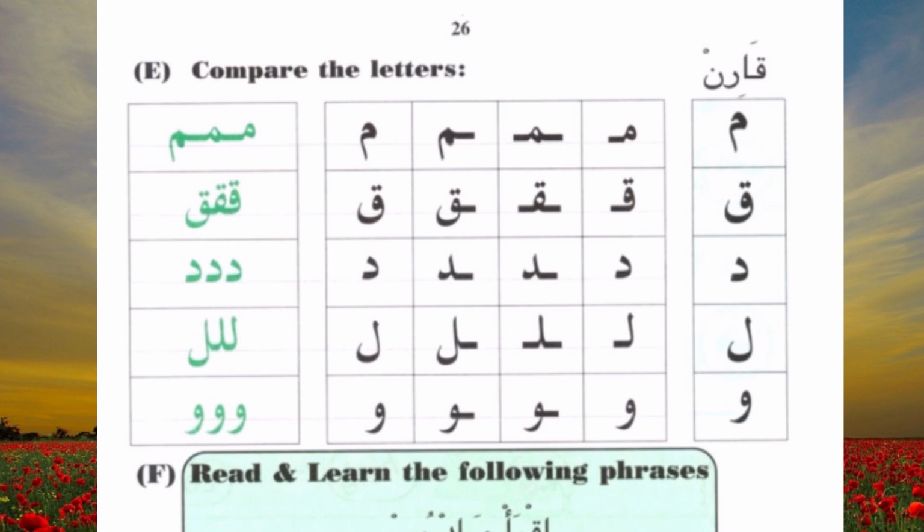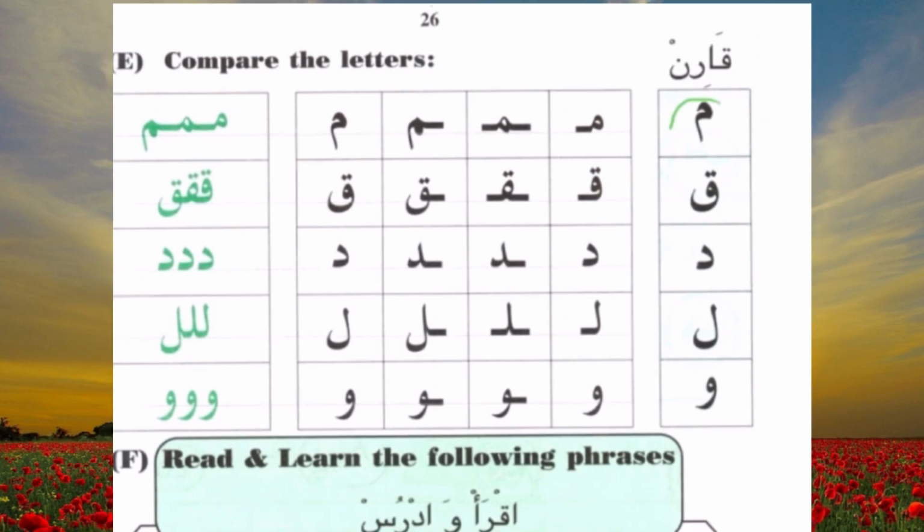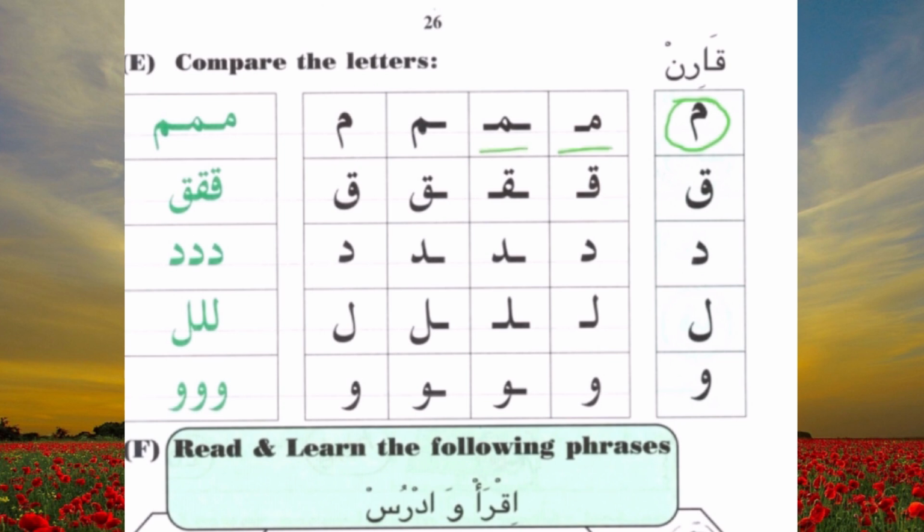Right, we're on page 26, and the first exercise is simply to compare the letters. So the first letter is the m or the mim. And if it's at the beginning of a word, that would be the shape. In the middle, at the end, and if it's separate, of course, then it looks again like the initial form. And if we should link the three together, it would look like that, although you will probably never see it like that unless it's some sound effect. Right, so that's the mim.